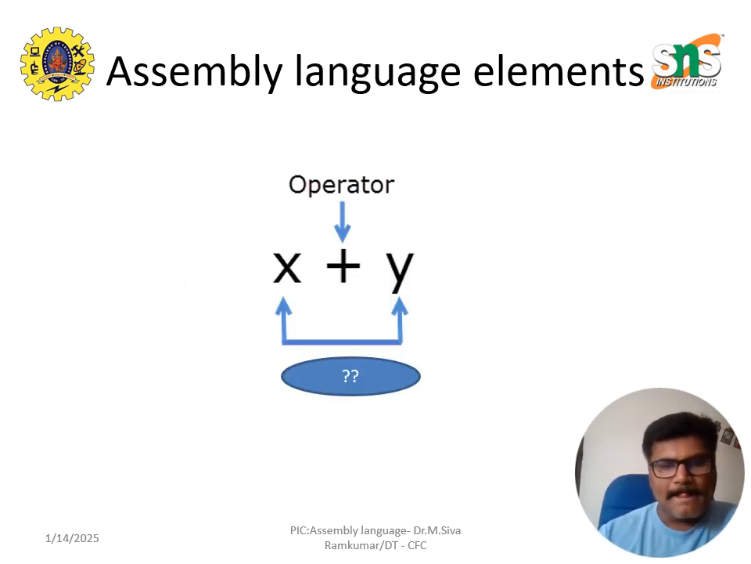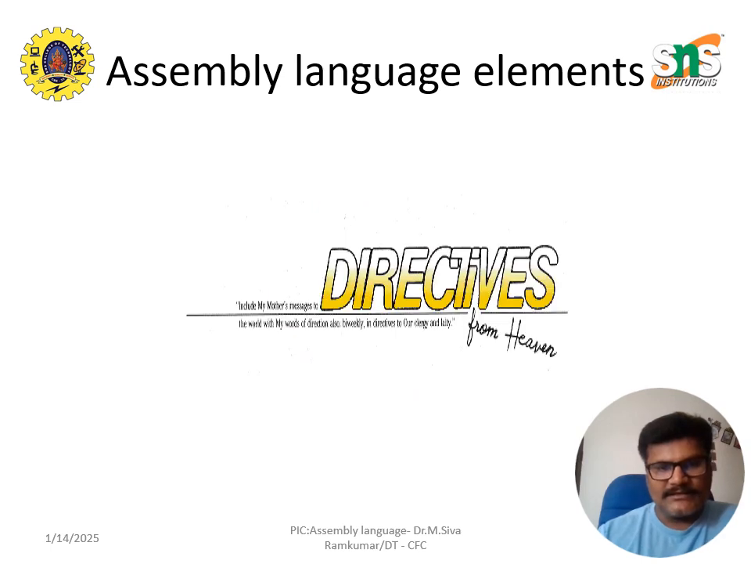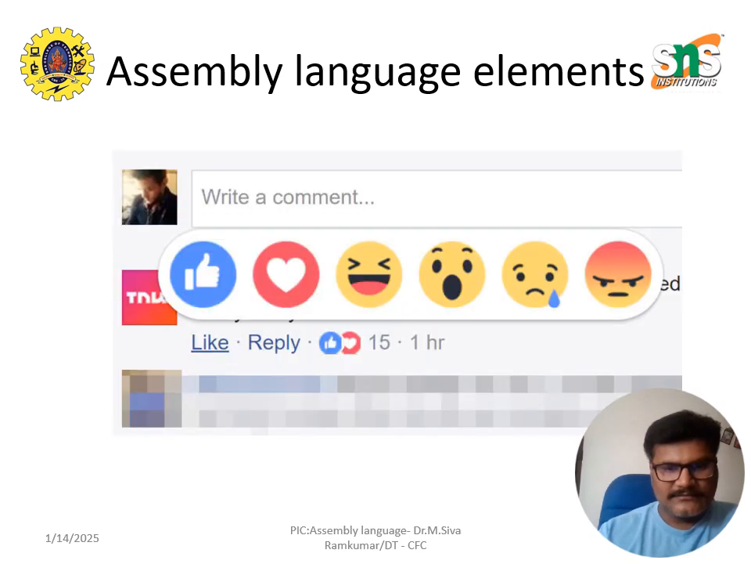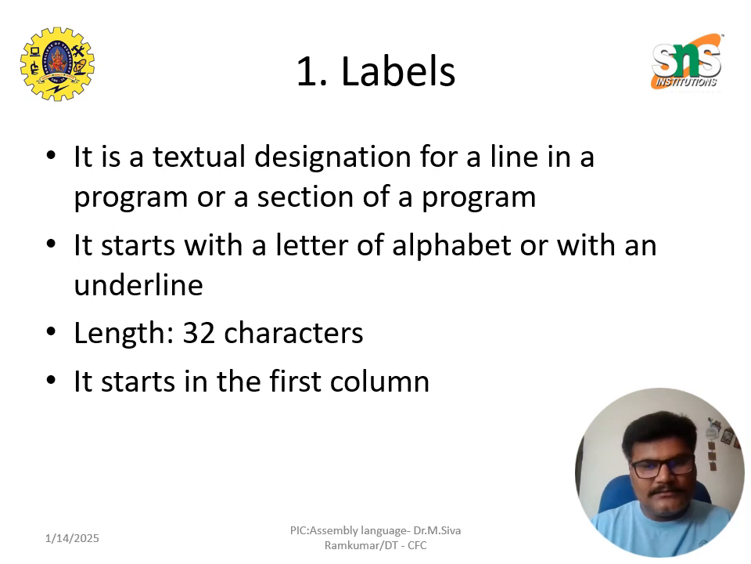Third, we have x plus y where the plus has been highlighted here. It is an operator here. So it's like meaning the operands, the third element of assembly level language. Fourth is directives. Fifth is comments. To go briefly through the assembly level elements.